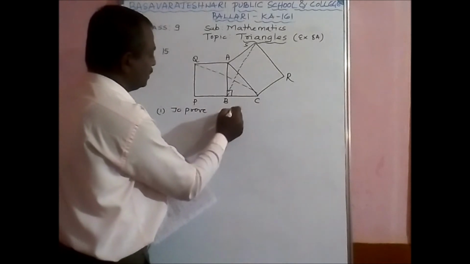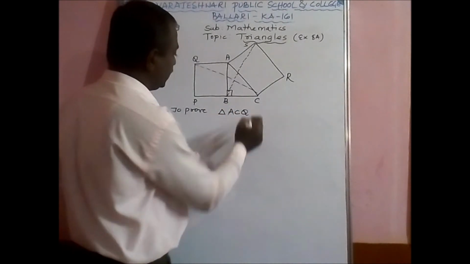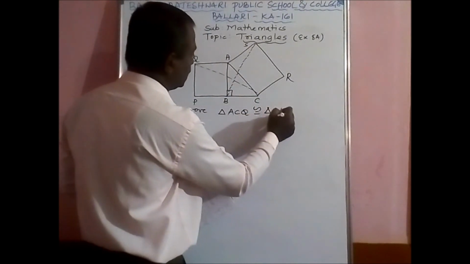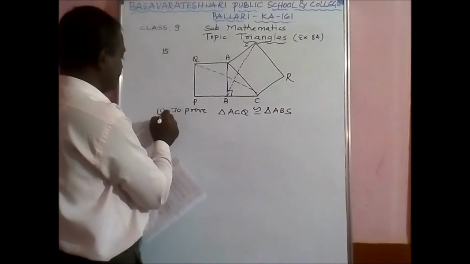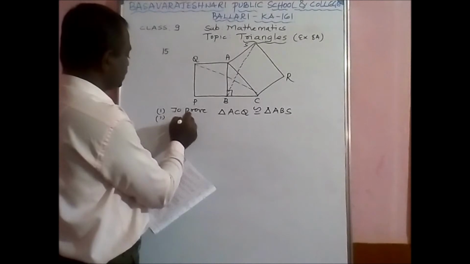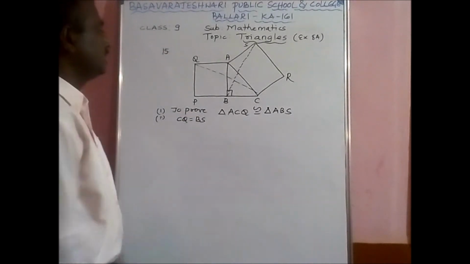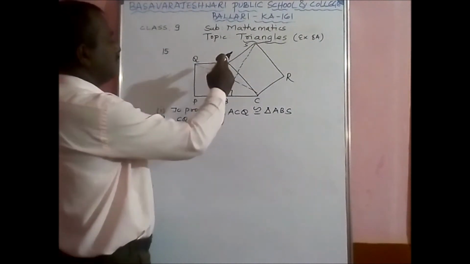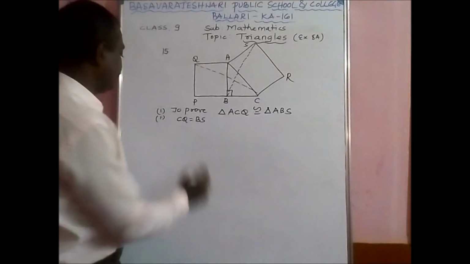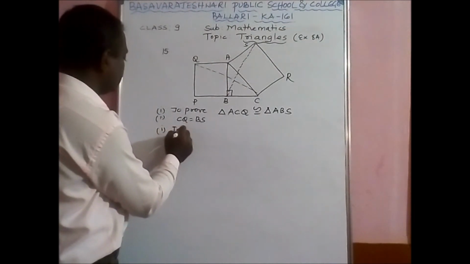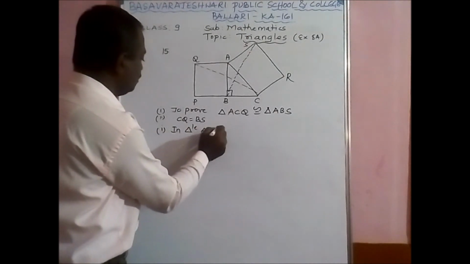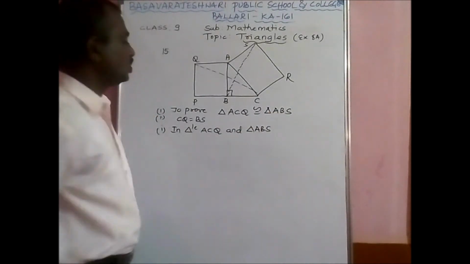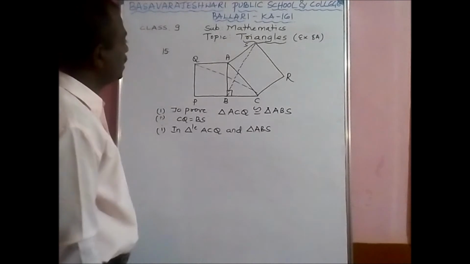To prove: triangle ACQ is congruent to triangle ABS. Second point, CQ is equal to BS. So ACQ is the first triangle and ABS the second triangle. Okay, first we will consider the first one. In triangles ACQ and ABS, observe here.